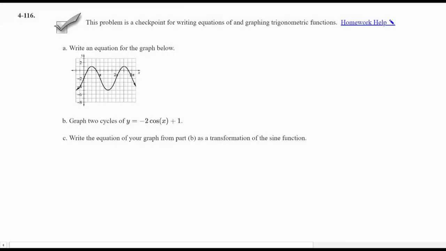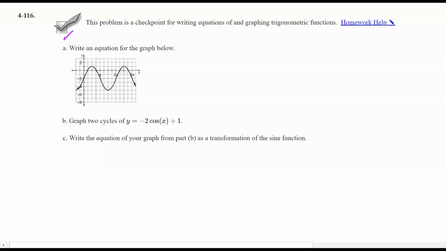Here we're asked to write an equation for the graph below. Just so you know, these questions are actually really good because they highlight the important, bigger questions that we're going to need as we go forward. So this one is talking about sine and cosine graphs. So, writing an equation from the graph below, a couple things I need to know about this one to start.